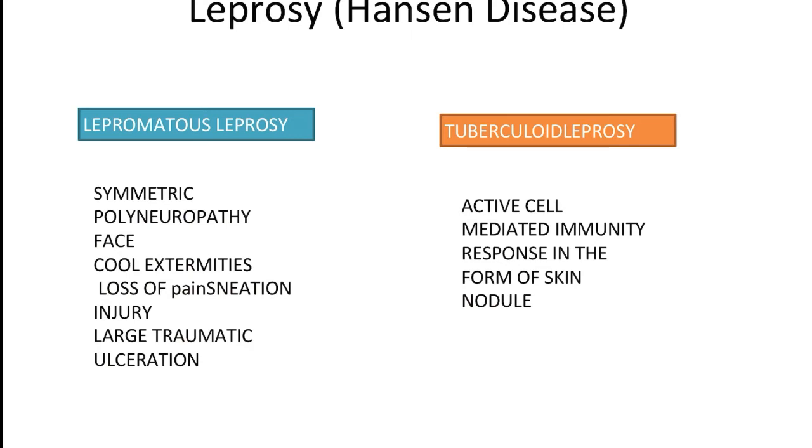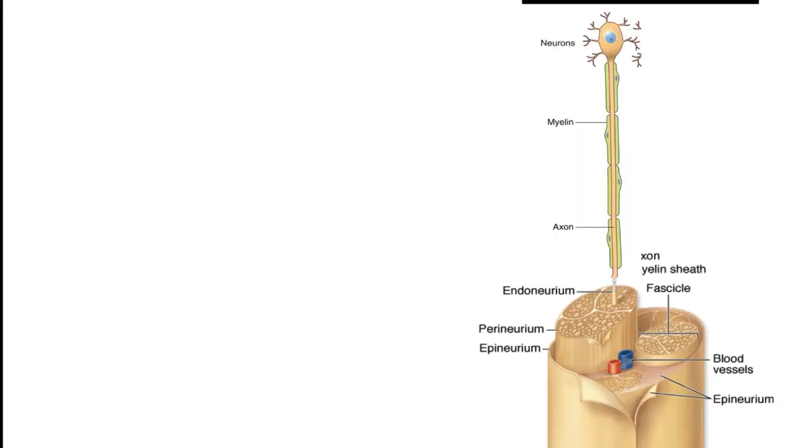Basically, it is in the face or cool extremities. And what happens in this lepromatous leprosy? Basically, our immune system is very down. So due to the injury, the large traumatic ulceration will be there. In case of the tuberculoid leprosy, the immunity is quite preserved, so the response is in the form of skin nodules. So how exactly does it happen?